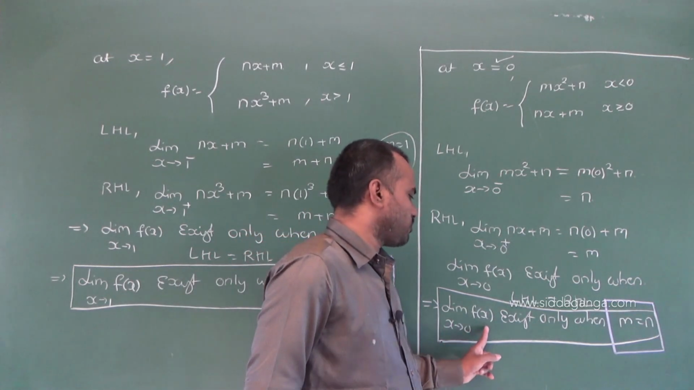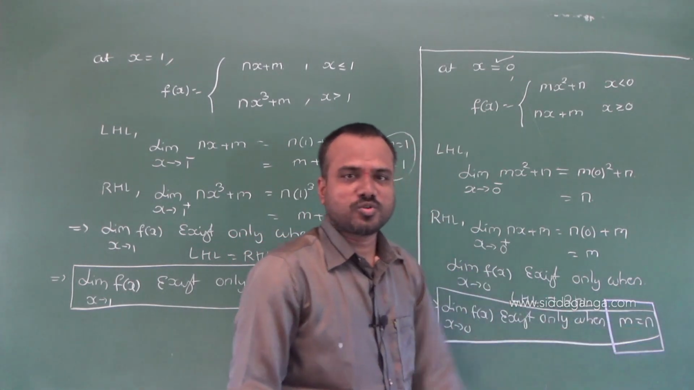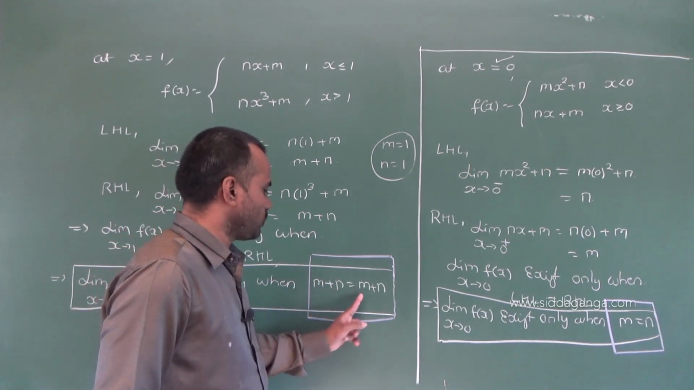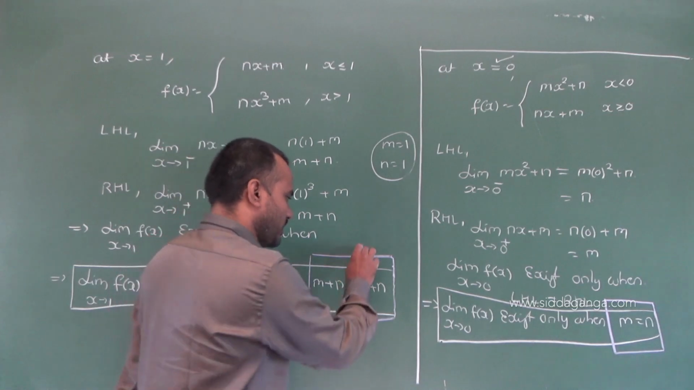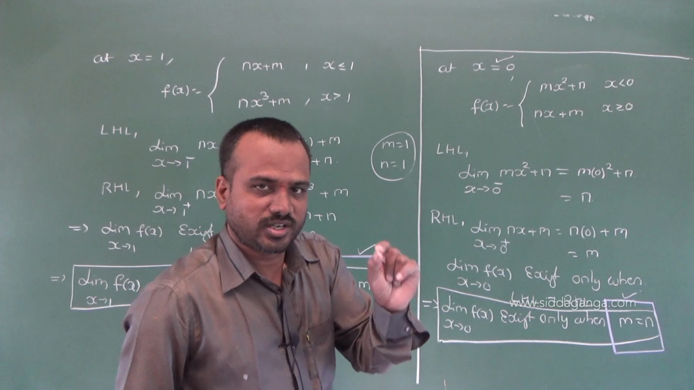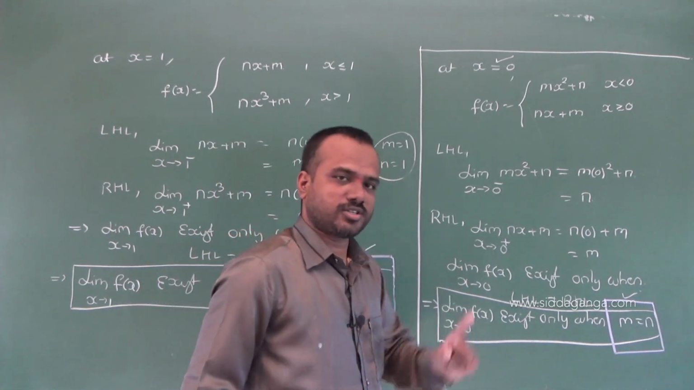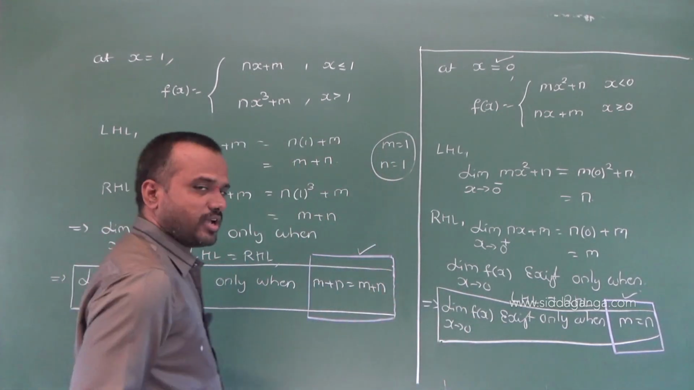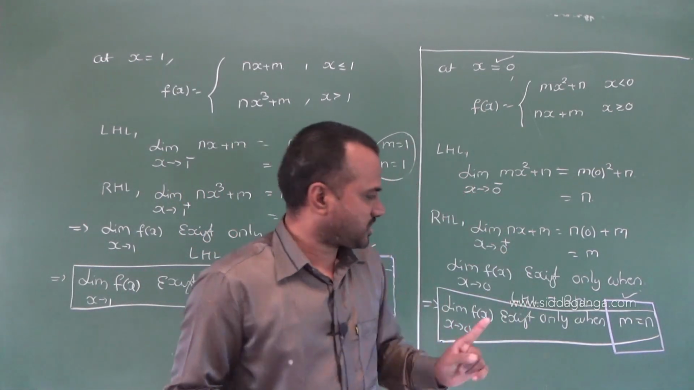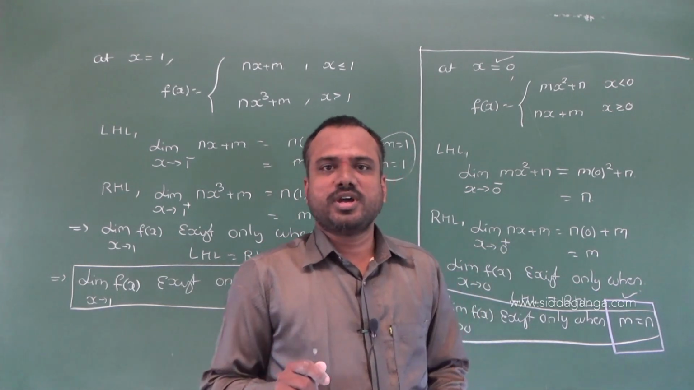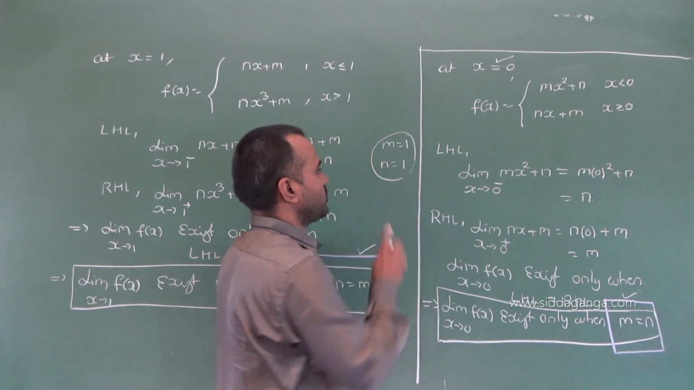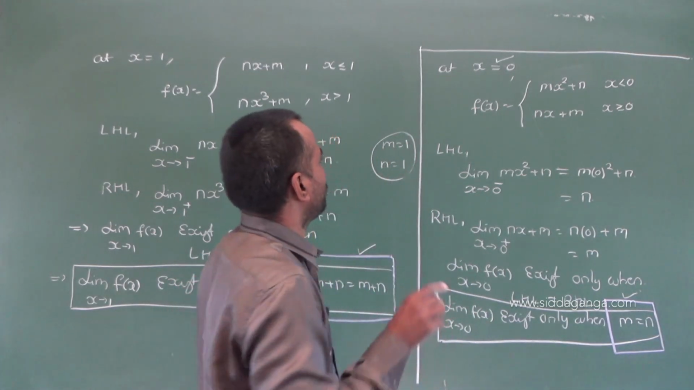As x tends to 0, the limit of f of x exists as 1, which is equal to 1. As x tends to 1, the limit of f of x exists as 1 plus 1, which is 2. Both the functions exist. The limit as x tends to 0 of f of x as well as the limit as x tends to 1 of f of x exist for m is equal to 1, n is equal to 1.